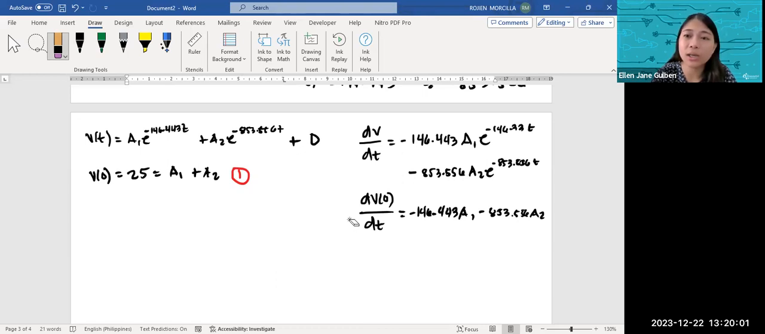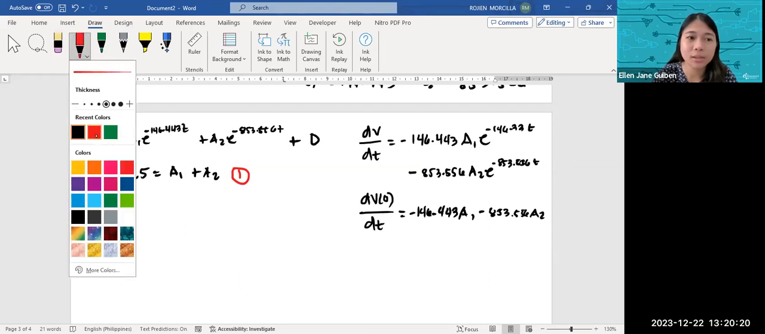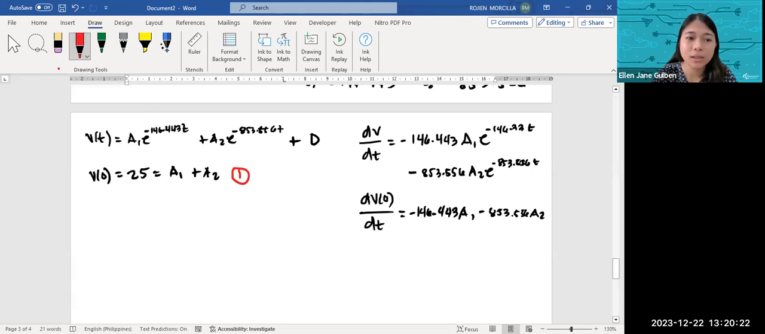You can get four equations from this. So first is, let me discuss it right here. Let's just put a red mark. Initial conditions.